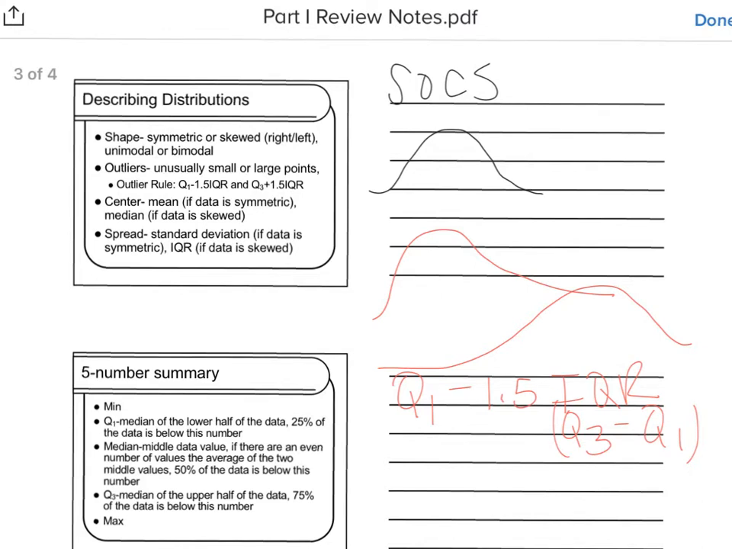So if the data is symmetrical, you're going to use the mean and your standard deviation. And if the data is skewed, you want to use the median and the IQR to describe that data. Remember that if you are comparing two distributions, you need to use comparative words, like the mean for this distribution is higher than the mean for that one.